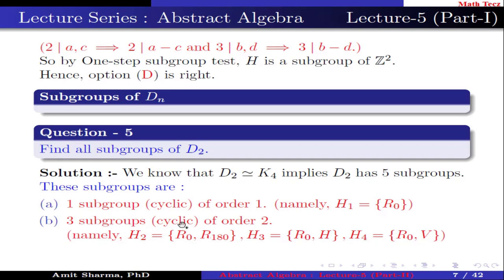Three subgroups which are cyclic of order 2, and the subgroups are H2 containing the elements R0 and R180, H3 containing the elements R0 and H, H4 containing the elements R0 and V. One subgroup which is abelian of order 4, and the subgroup is H5, which is equal to D2.